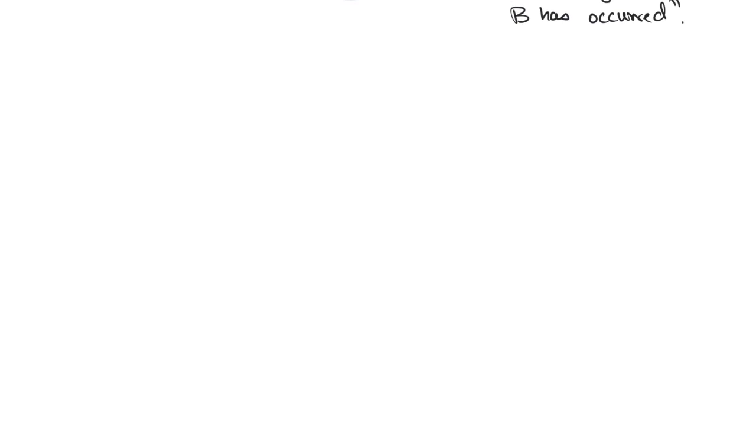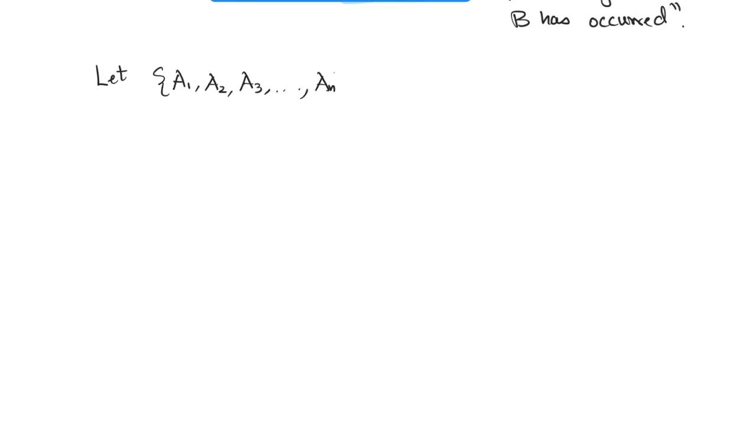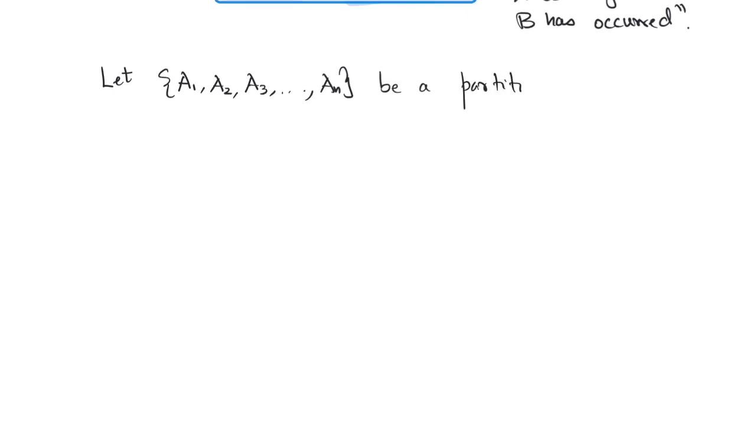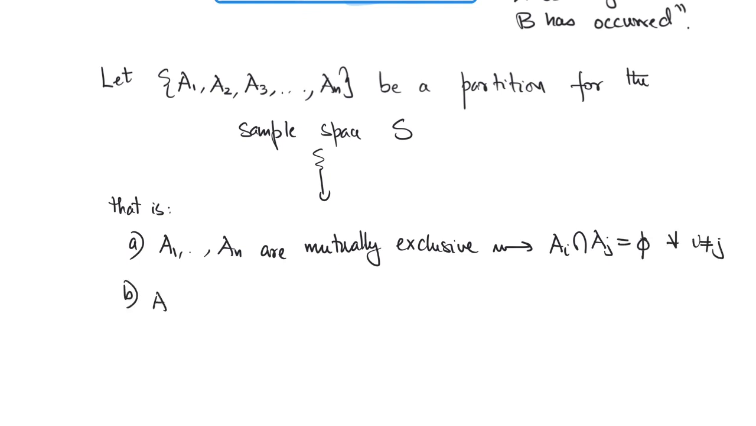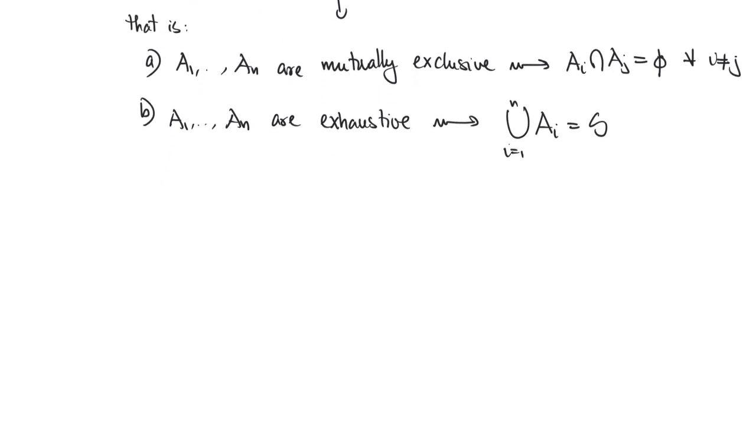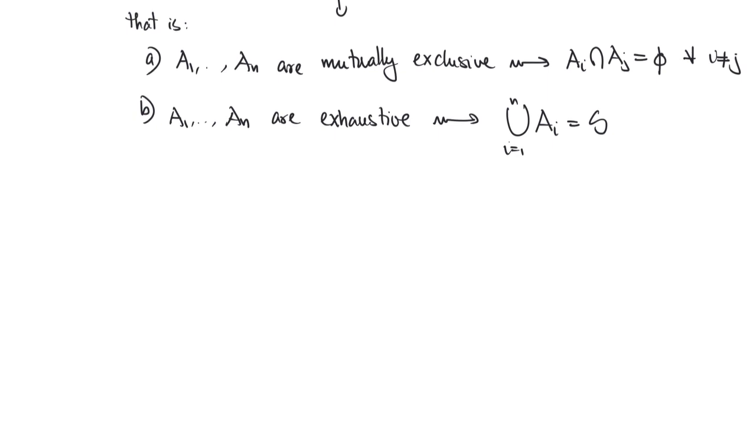We can define a partition for a sample space. This is a collection of sets A1 through An, and it satisfies two important conditions. The first condition is that A1 through An are mutually exclusive. That is, Ai intersect Aj is the empty set for all i not equal to j. Furthermore, we require the sets A1 through An to be exhaustive. That is, the union is going to give me the entire sample space.